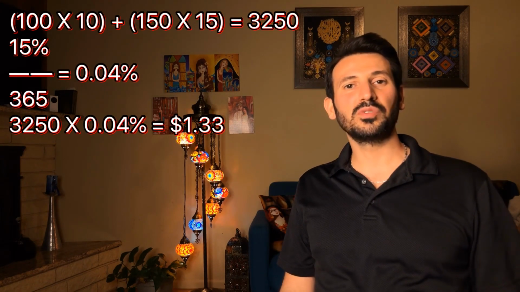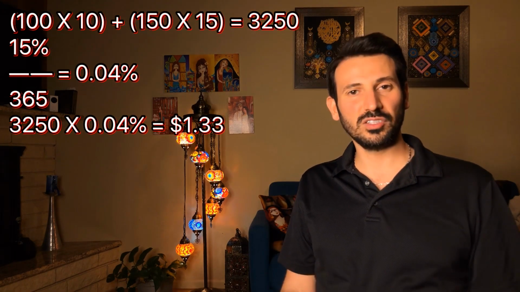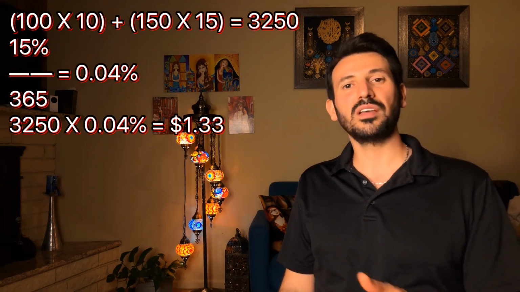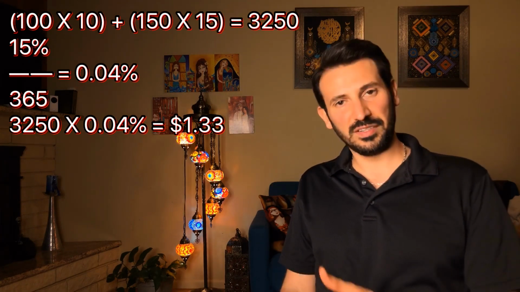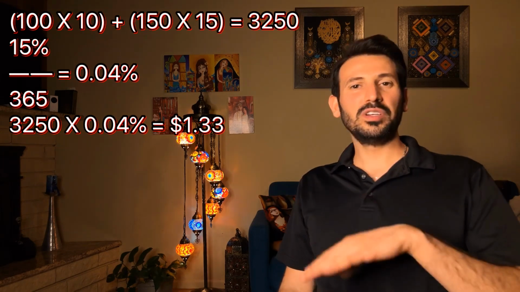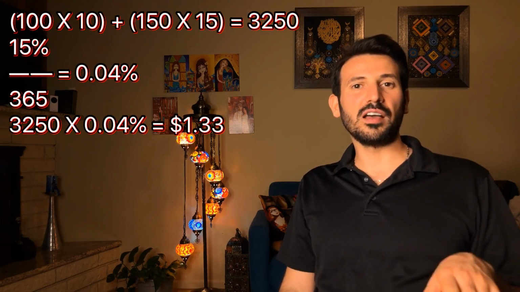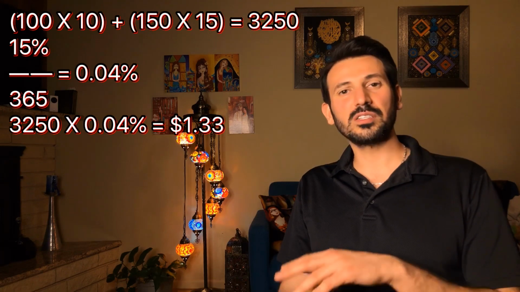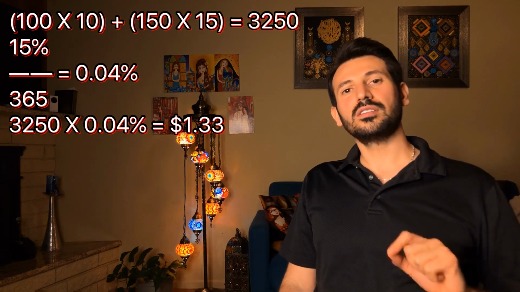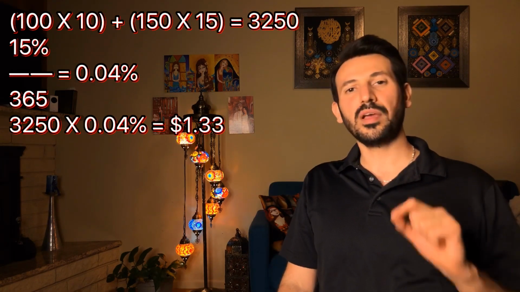Average daily balance times days in billing cycle times APR divided by 365 days. You had a $100 balance between April 10th and April 20th, that's 100 times 10 days. And then you had $150 between April 20th and May 5th, that's 150 times 15. Put all of that together, it will give us 3,250. We divide the APR by 365, we get 0.04%. We multiply that by 3,250, we get $1.33, and that's how much interest you're going to pay for the April statement.